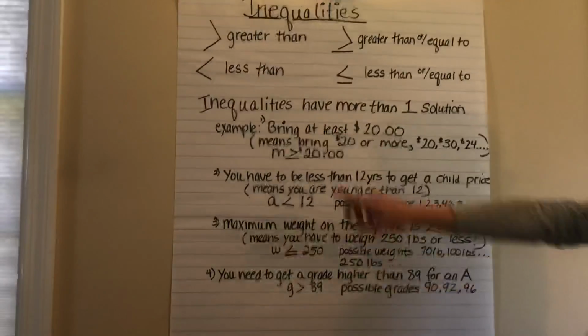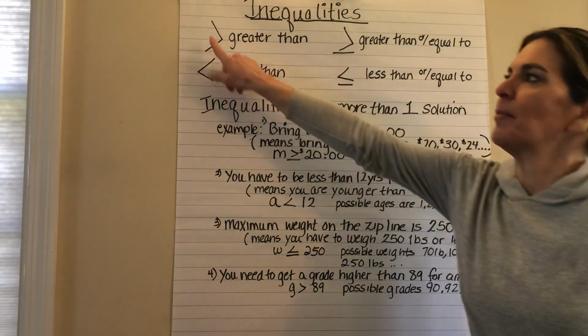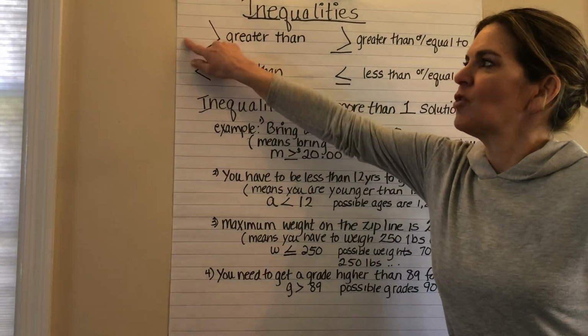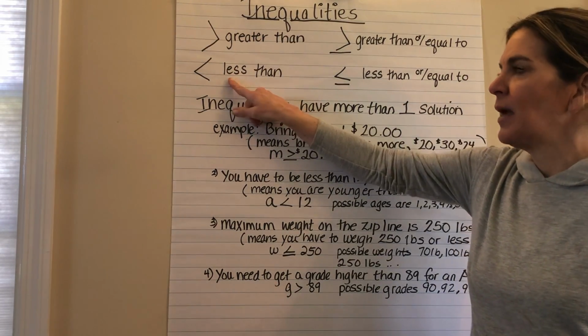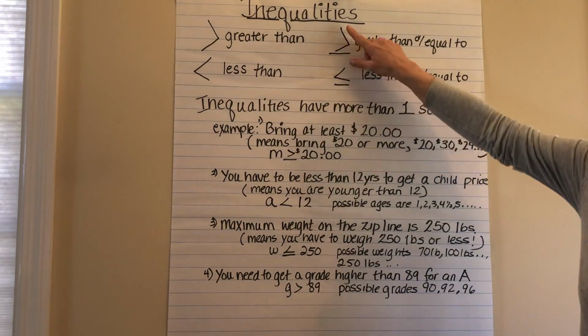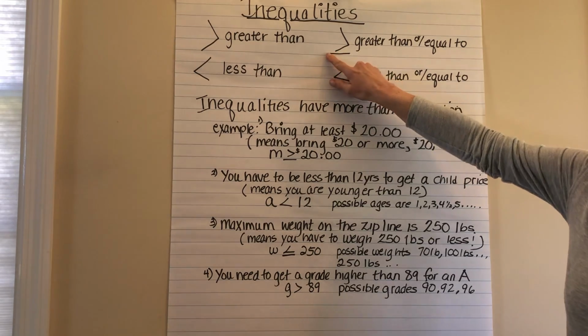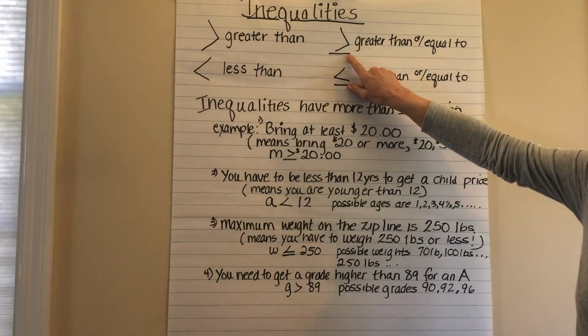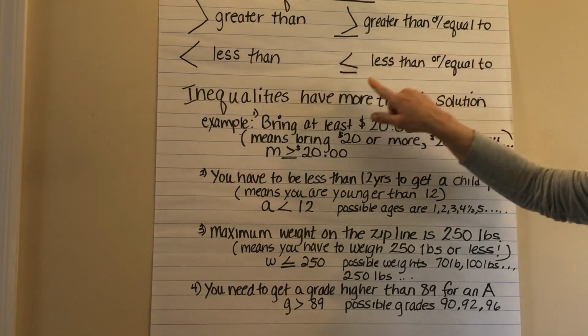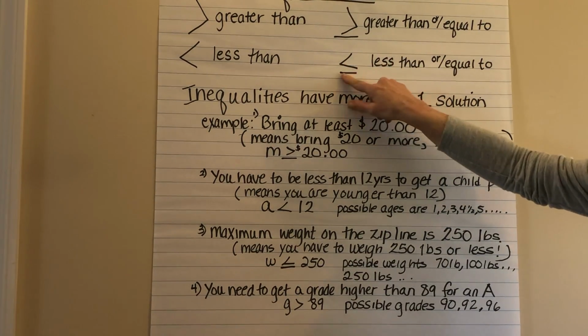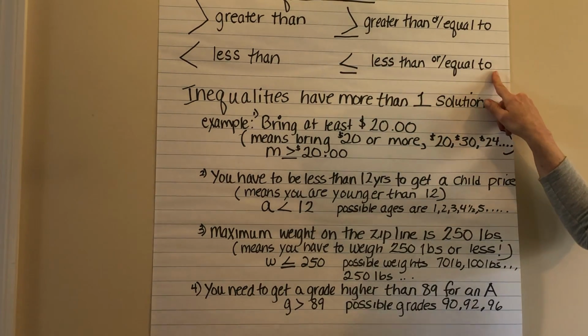One, you already know, which is greater than. Remember, this is the greater number than this side. Okay, then we have less than. Then we have 2 new ones. This is a greater than sign, but it has half of an equal sign. So this means greater than or equal to. We also have less than with an equal sign, less than or equal to.